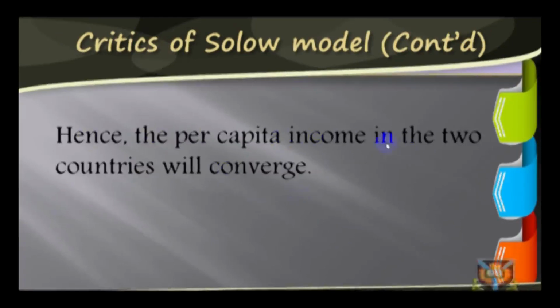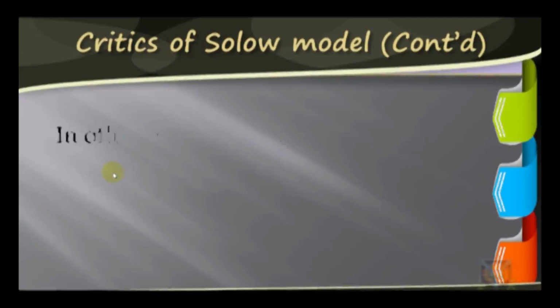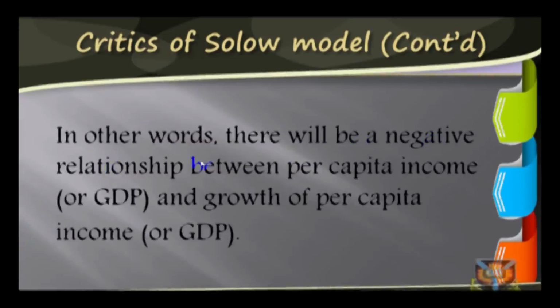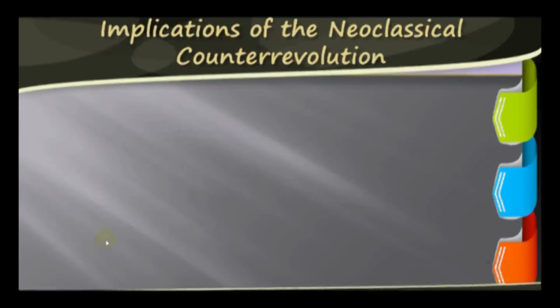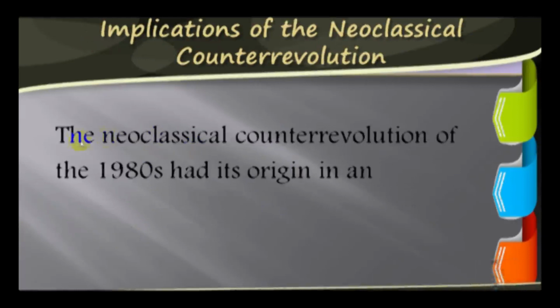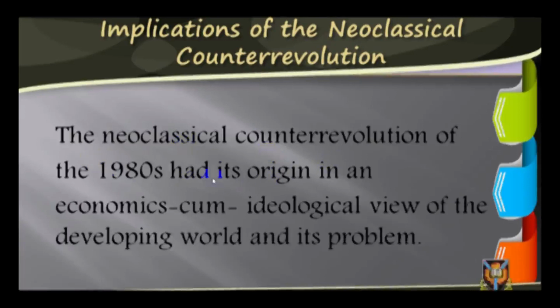Hence, the per capita income in the two countries will converge. In other words, there will be a negative relationship between per capita income and growth of per capita income. This result is not observed, and empirical evidence shows that while there has been convergence between OECD countries and some of the newly industrialized countries, NICs, there still exists a very wide per capita income differential between the developed countries and most of the developing countries.